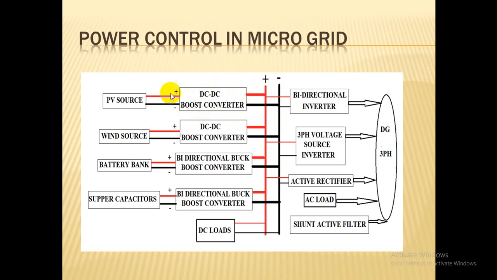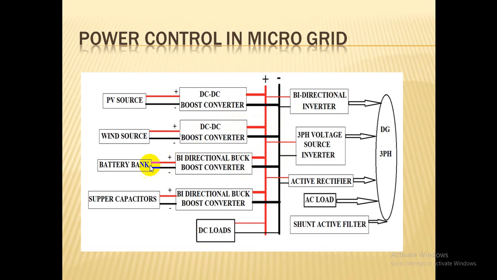For example, if you are using a 100 volt panel and you are maintaining 300 volts, the boost converter will operate based on your maximum power point. For the wind source also we can use the same thing for maximum power point from the wind. The wind can be converted into DC by the rectifier, then given to the boost converter, and then the output can be converted in the common DC bus.